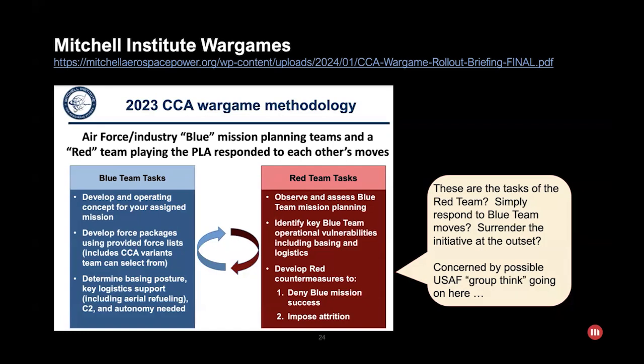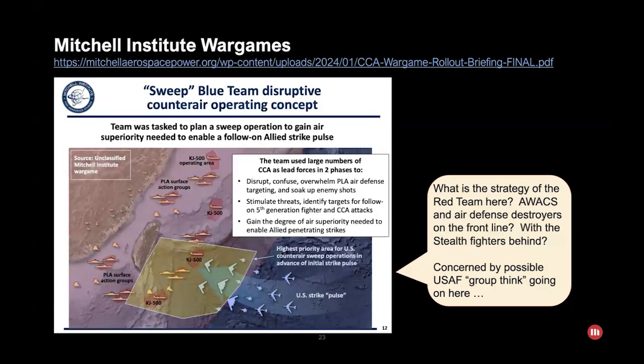It sounds like groupthink by people from USAF, right? Yeah. The Mitchell Institute is populated by a bunch of smart guys, but they're all former Air Force guys. And so I'm wondering how much validity this kind of war game has, if that's what the red team is going to be about. Is the red team really going to put their AWACS on the front line with their stealth fighters behind? Is that really going to be the approach? I doubt it. So that's where I'm at right now.